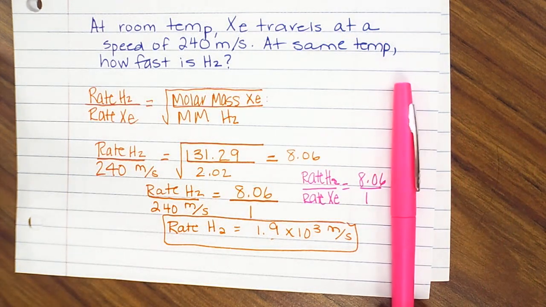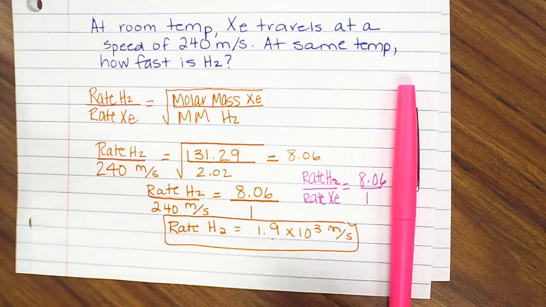Okay, but what if I cover this up? And now I tell you that hydrogen took 8.06 seconds to get there, and xenon took 1 second to get there. Now who's faster? Hydrogen took 8.06 seconds to get there, and xenon took 1 second. So now xenon is faster, right? That's wrong, because xenon is not faster, and we know this because hydrogen is smaller and lighter. We know that hydrogen is faster.